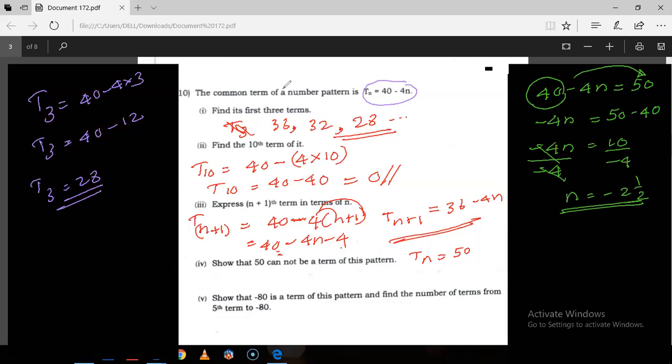So we can write the answer here: n cannot be a negative number. So 50 can't be a term of this number pattern. Then we can write n can't be a negative number.